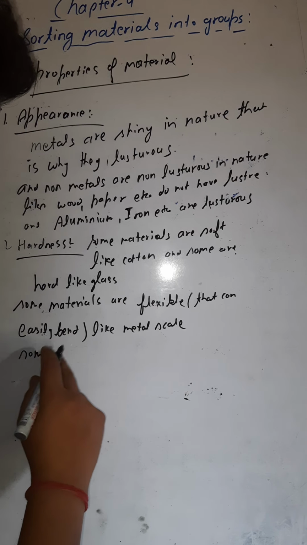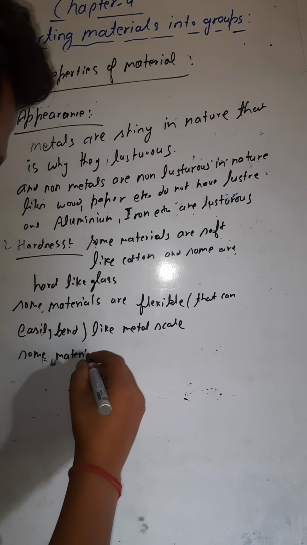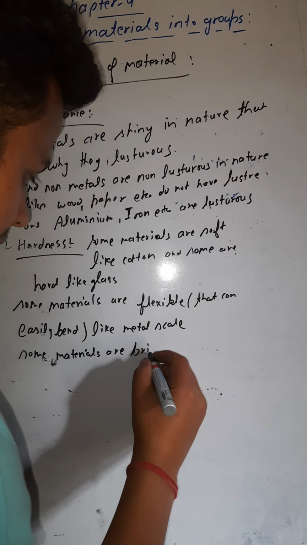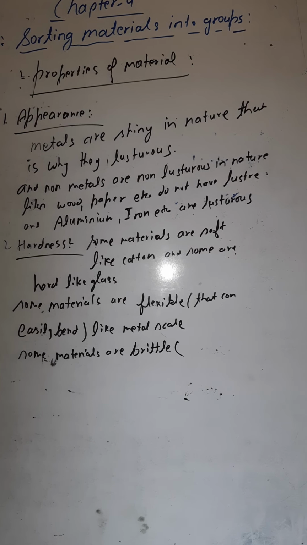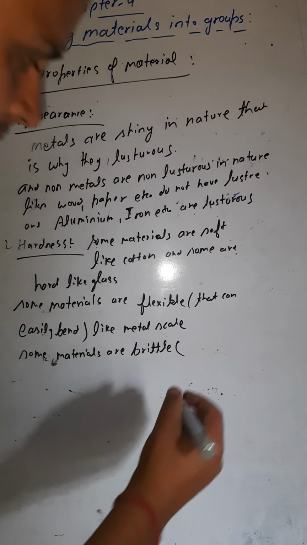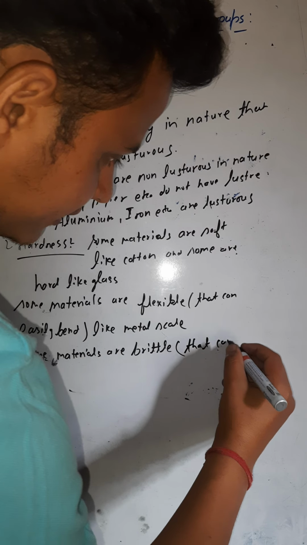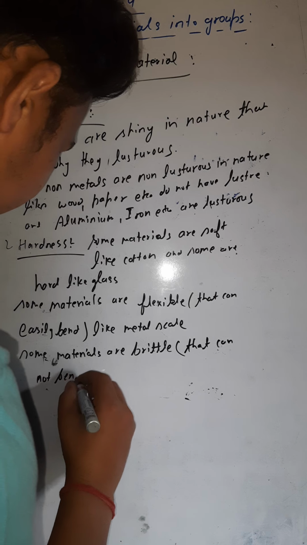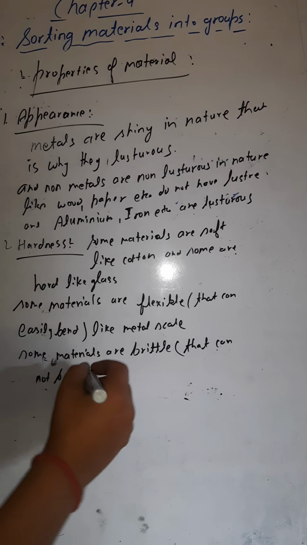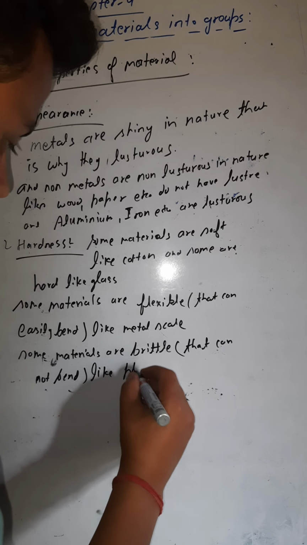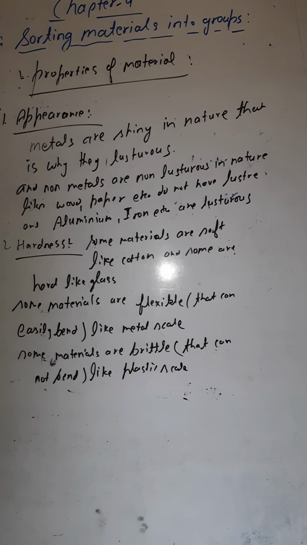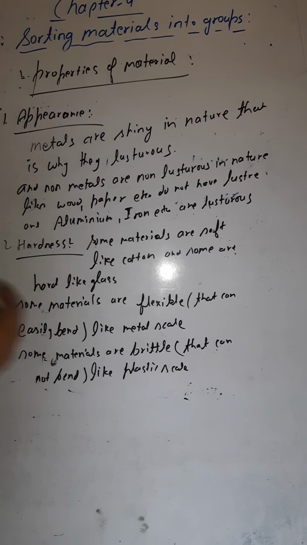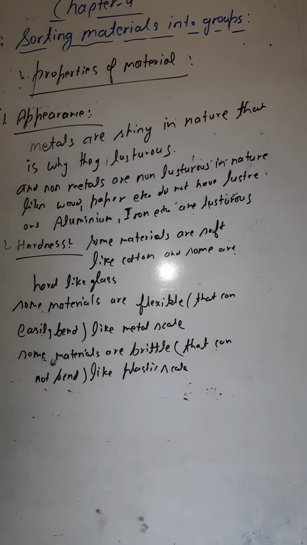Some materials are brittle. Brittle means which cannot be bent easily. That cannot bend are called brittle. Like for example, you have a plastic scale. You cannot bend this plastic scale easily. If you just try to bend it, it would just break into different pieces. So this is the second property of the material.